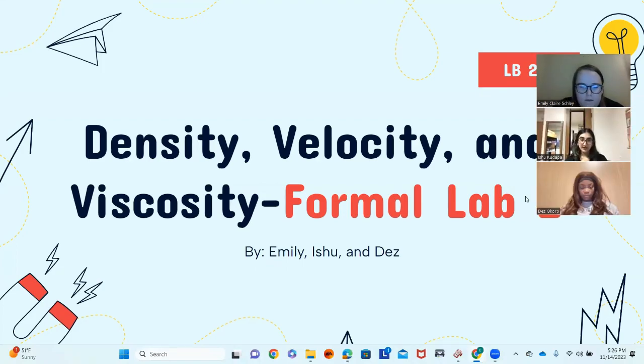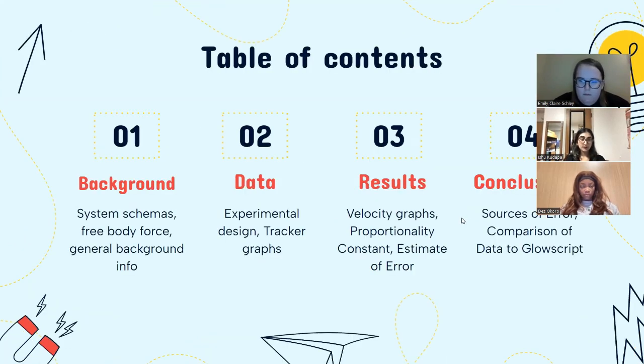All, this is Group 5A, Emily, Aishu, and Des, and we're going to go over our formal lab 2. So for our background, we're going to go over system schemas, free body force, and then just some general background information. Then we're going to move into our data section, including our tracker graphs, our results, which are providing our analysis of those graphs, and our calculations, and then our conclusion.